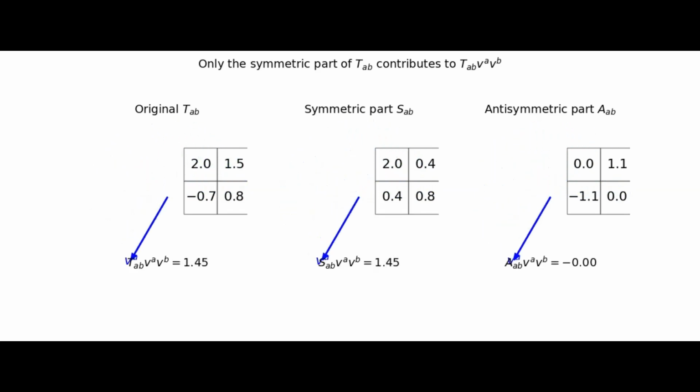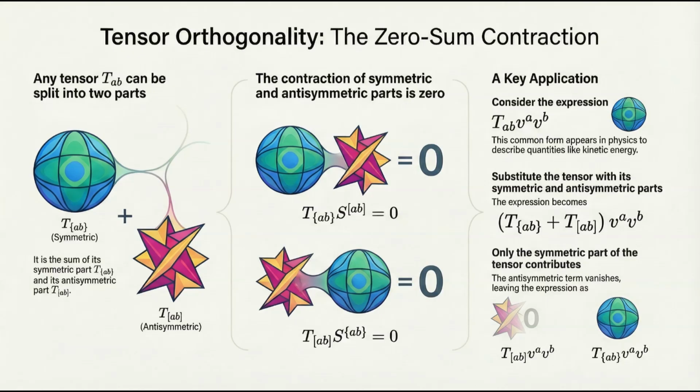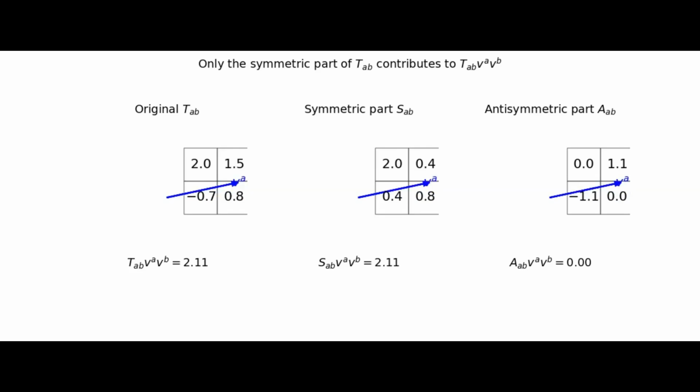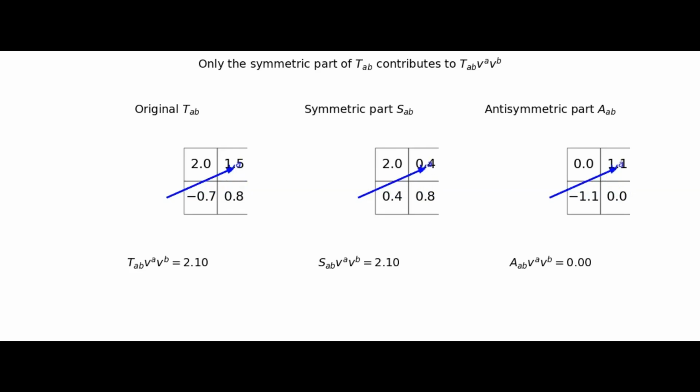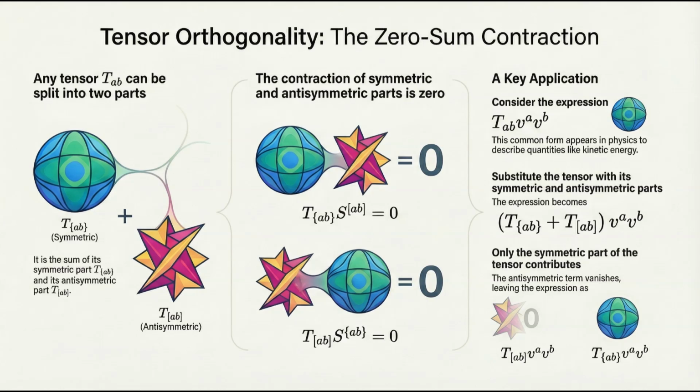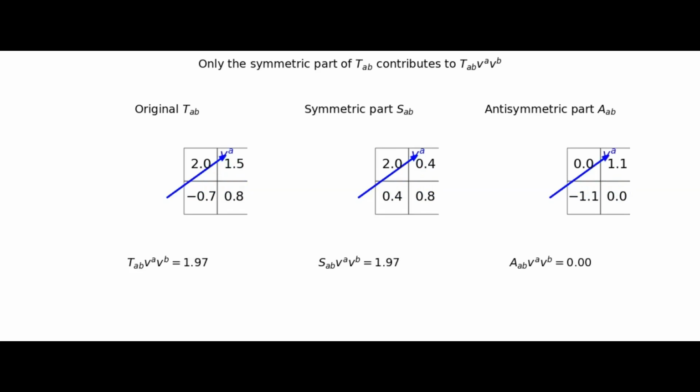We're talking about that expression T_ab v^a v^b, where you're calculating a single scalar value from a tensor and some vector. And finally, here's the real game changer. Because of that orthogonality we just mentioned, the quadratic form only depends on the symmetric part of the tensor. The anti-symmetric part is completely irrelevant to the final result, which just drastically simplifies the whole calculation. Ultimately, understanding tensor symmetry allows us to ignore half of the tensor information when calculating these essential quadratic forms.